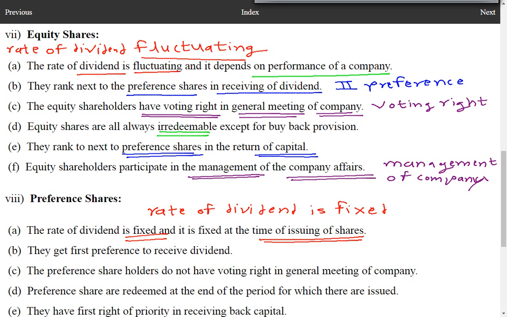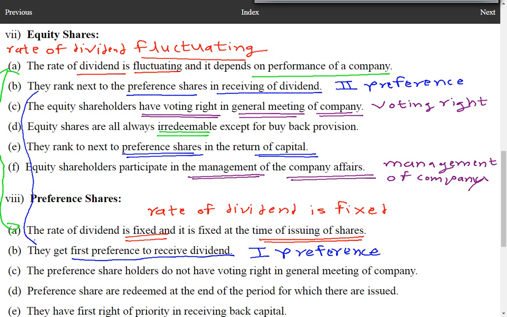We can have a comparison here. The point A corresponds to the point A here, this comparison. Then next comparison is they get first preference for receiving dividend. So compare this with point of equity shares. They have second preference as compared to preference shareholders. So preference shareholders get first preference for receiving dividend. This is a point of comparison.